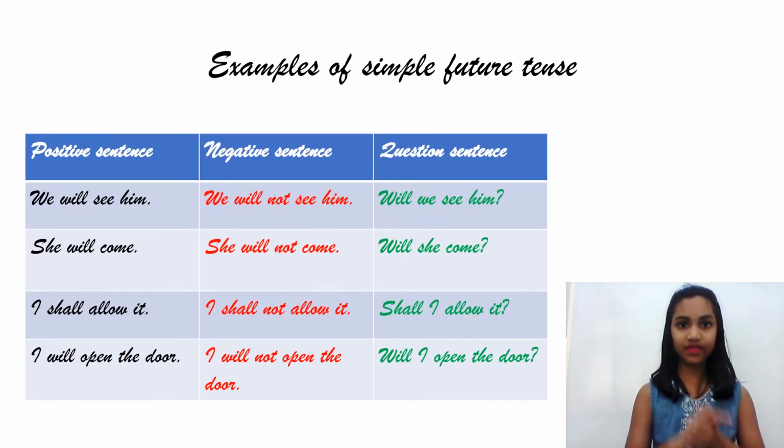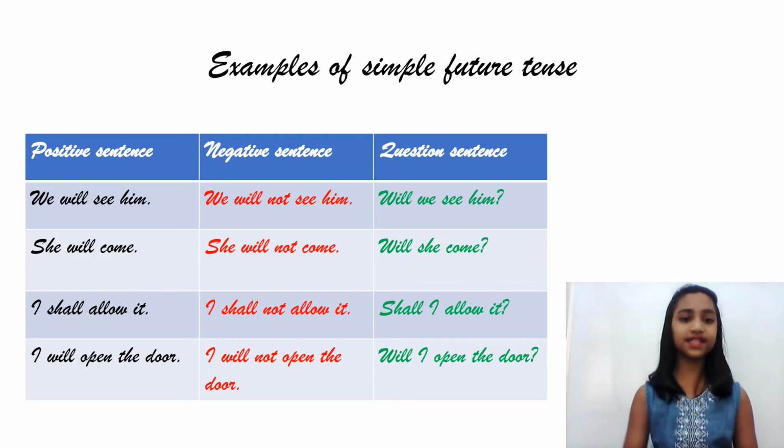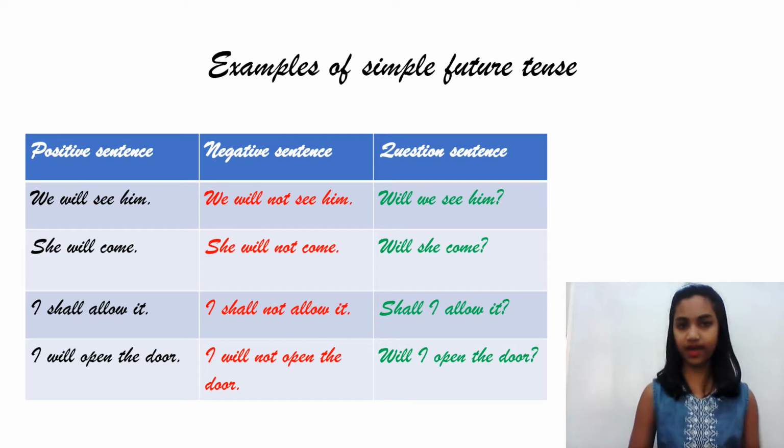Okay, let's bring the examples. Simple future tense is divided into 3 parts. We write it in 3 parts: positive sentence, negative sentence and question sentence. Let's start with the positive sentence. We will see him. Over here, will is the word representing simple future tense. How will we write that sentence in negative form? Yes, it will be: we will not see him.